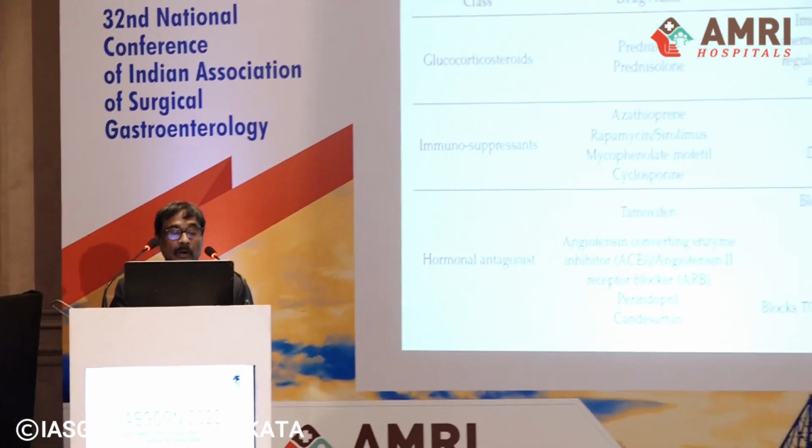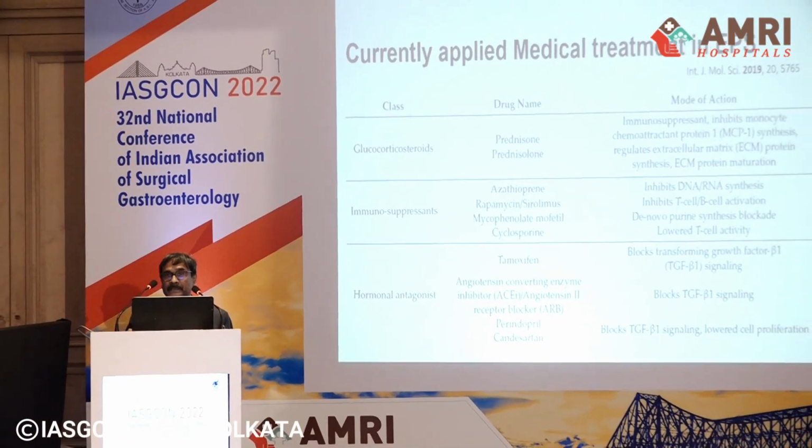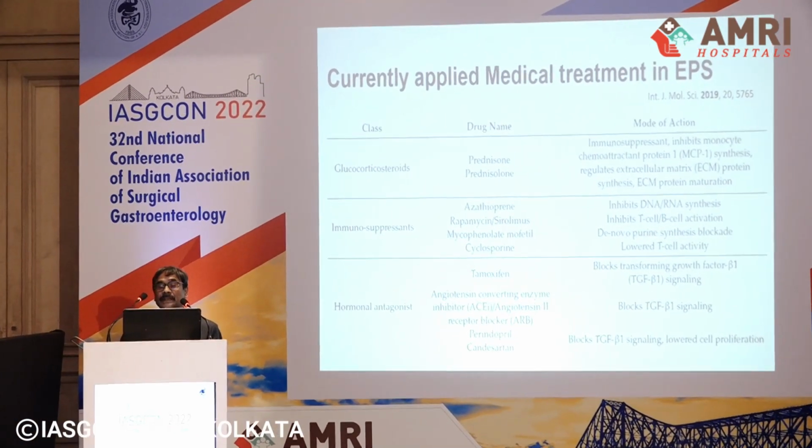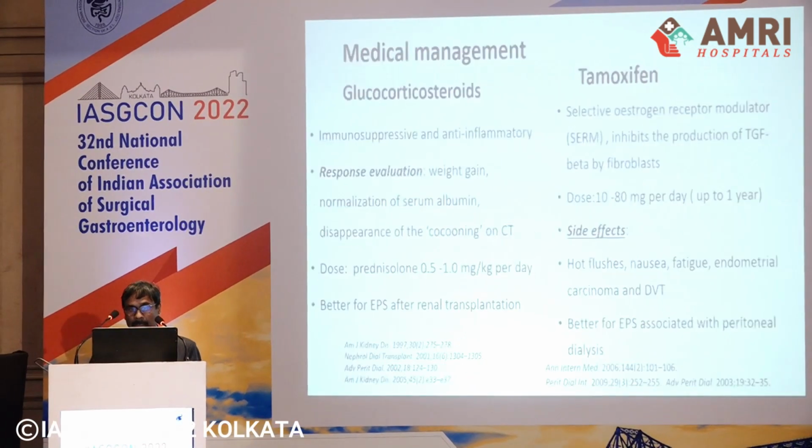One is the corticosteroid group, second is the immunosuppressant, and third is the hormonal antagonist. Among this group, prednisolone is the commonest in the steroid group, azathioprine is being used in the immunosuppression group, and tamoxifen, which is a hormonal antagonist, minimizes the fibrogenesis and leads to the release of the bowel.